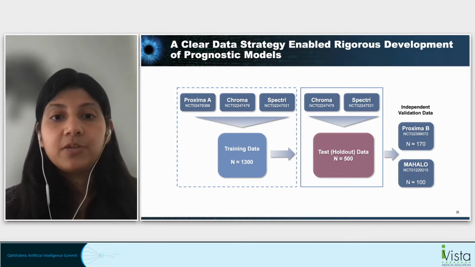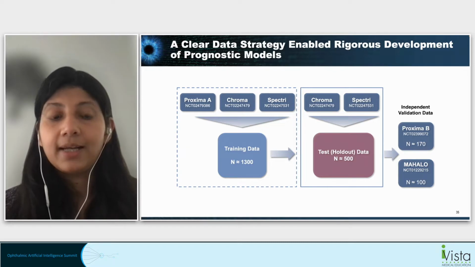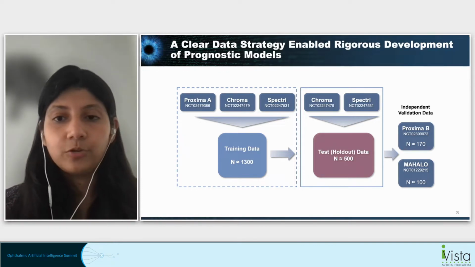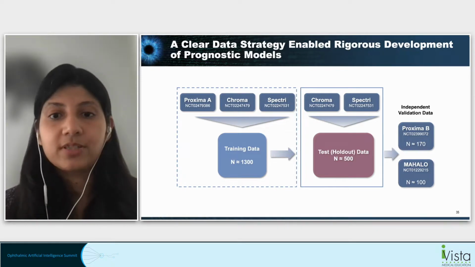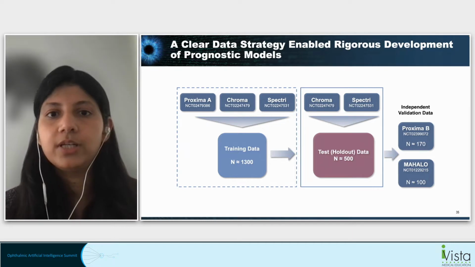Chroma and Spectri were bilateral GA, and they were interventional trials. Proxima A was also bilateral GA, but it was an observational trial. Mahalo was also an interventional and bilateral GA trial, but it was phase 2, and Chroma and Spectri were phase 3. And then you also have Proxima B, which was an observational trial, but the patient population was slightly different as it also included unilateral GA.